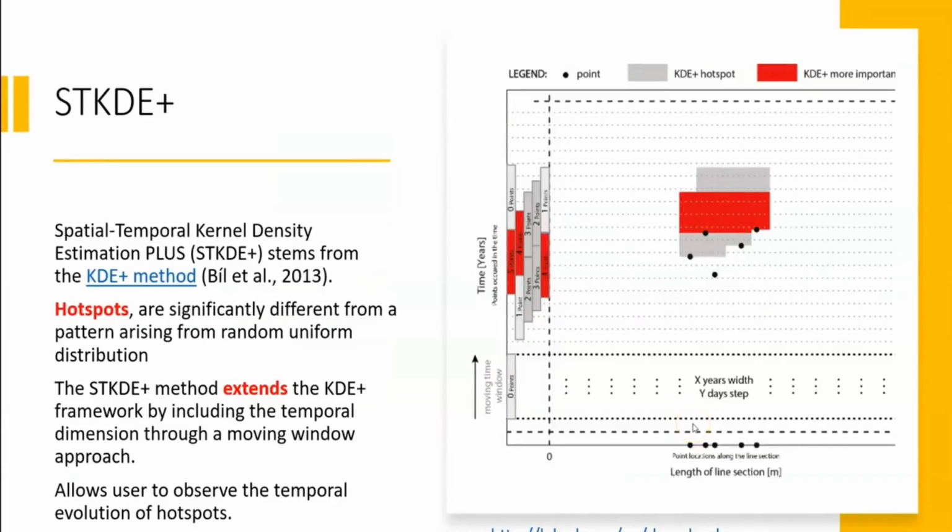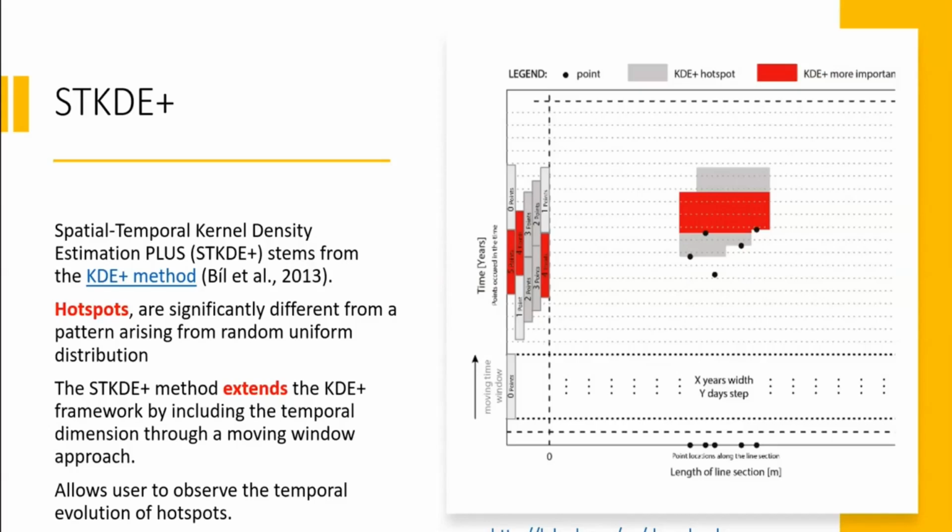Now, one analytical program that you may not yet be familiar with is known as STKDE+, or Spatial Temporal Kernel Density Estimation Plus. It actually stems from the KDE+ method, which we first heard about back in 2013. Now, KDE+ determines locations or parts of lines between intersections with a statistically significant concentration of points, so collisions or traffic crashes. We call these non-random locations hotspots.